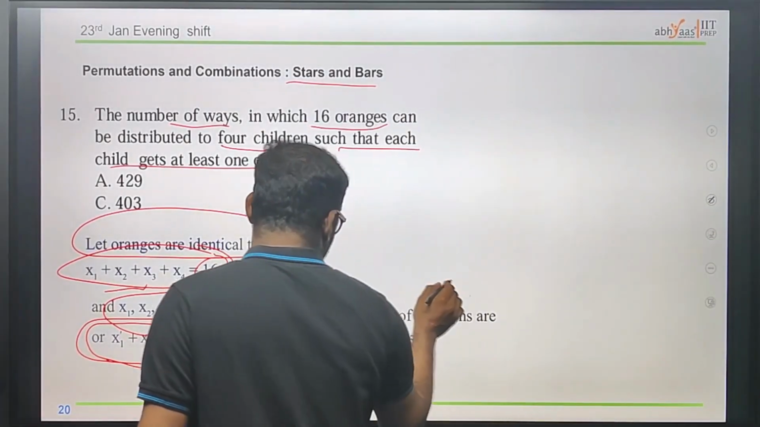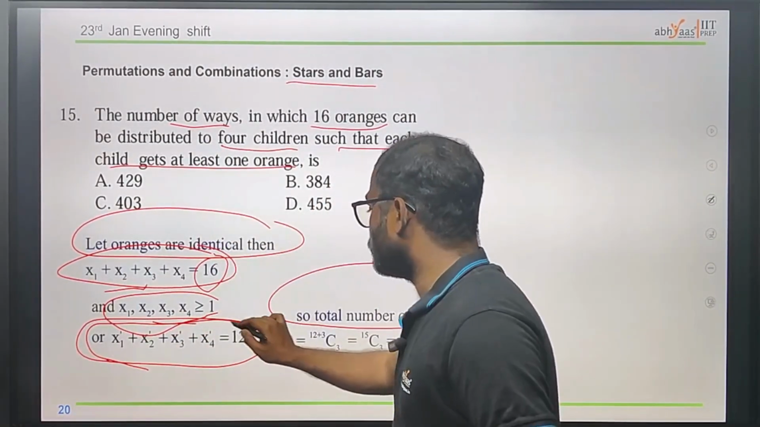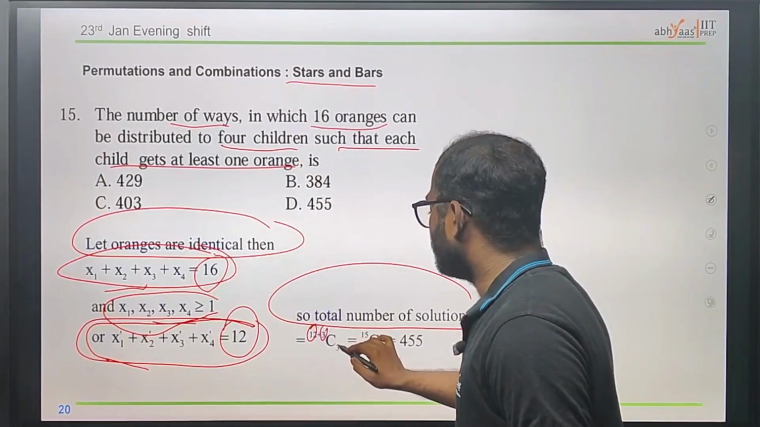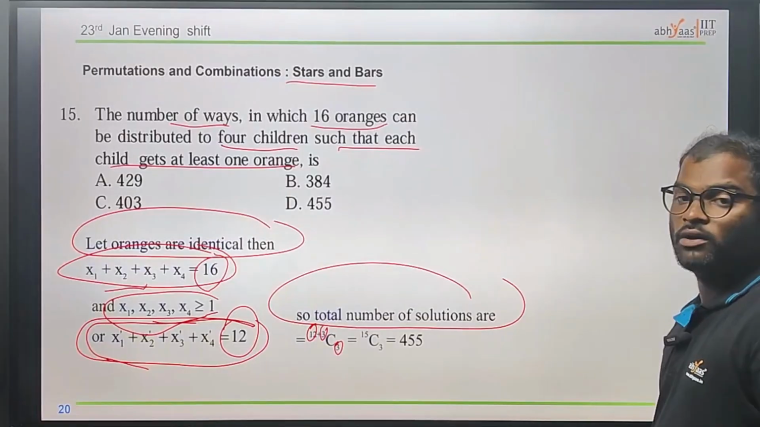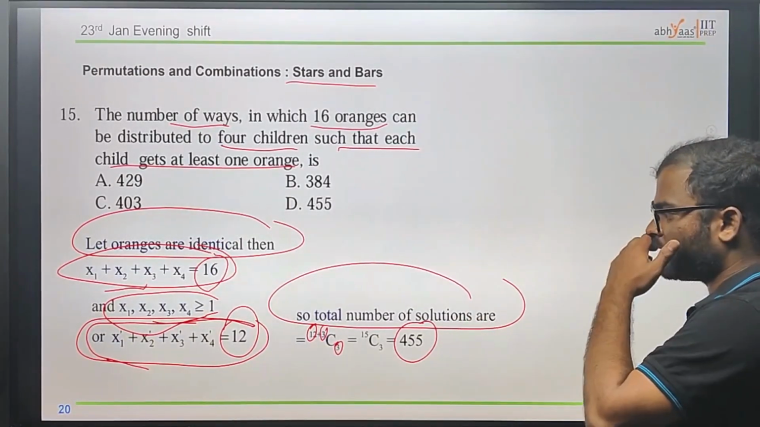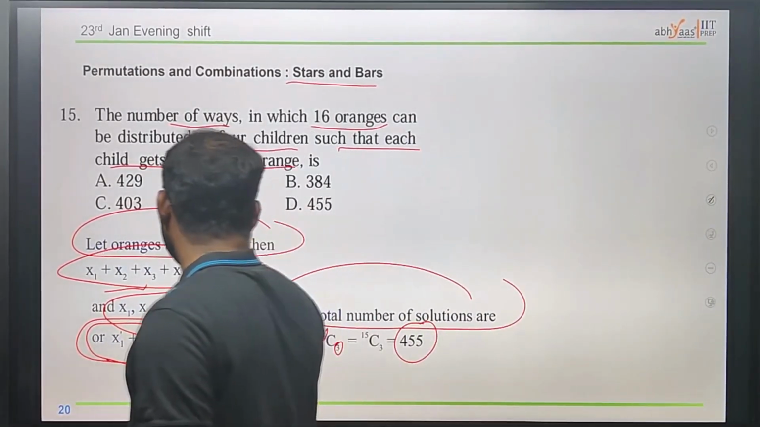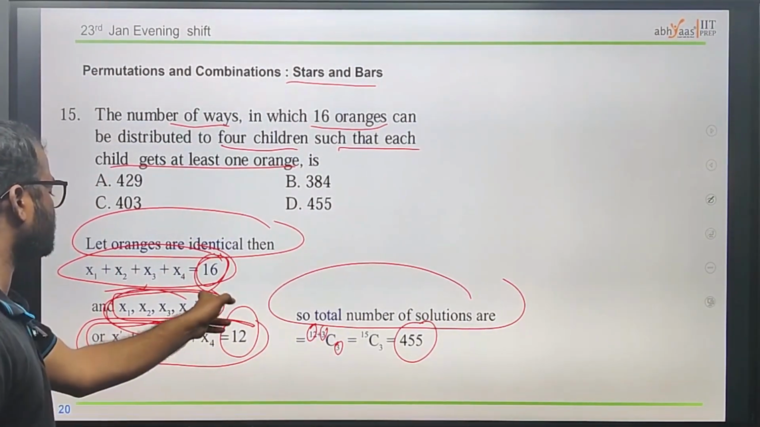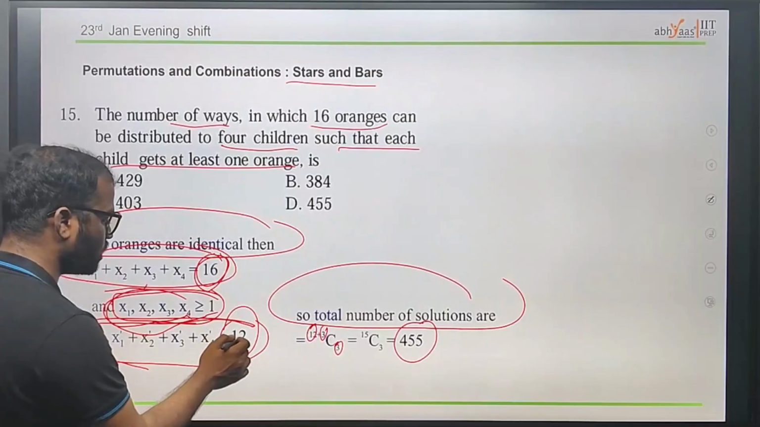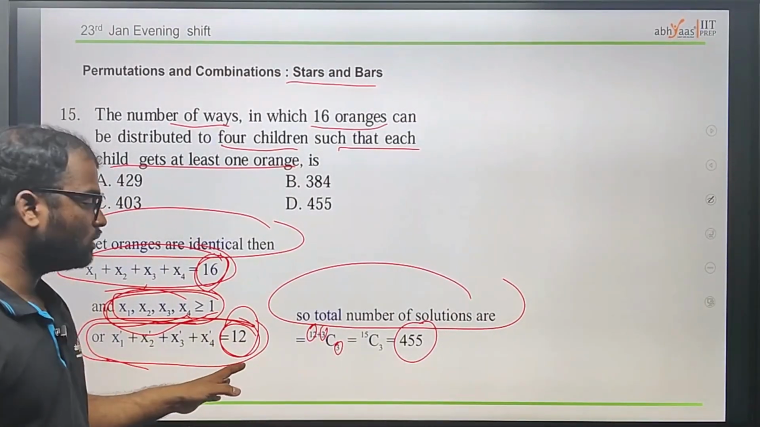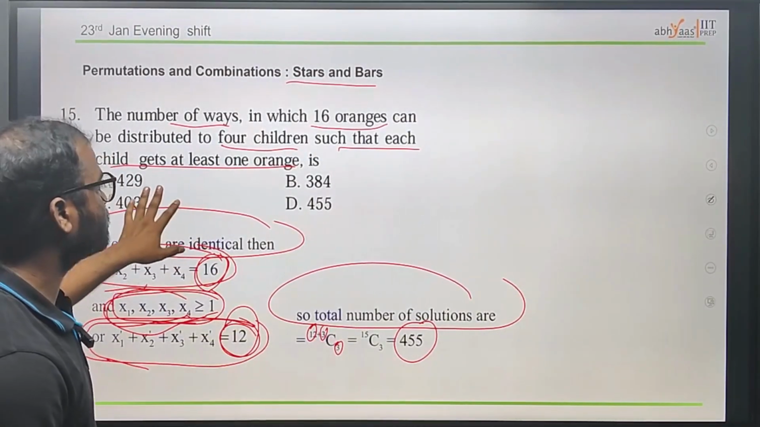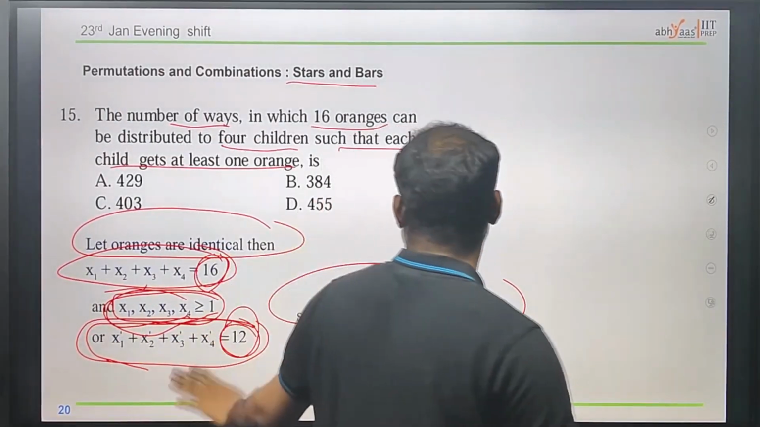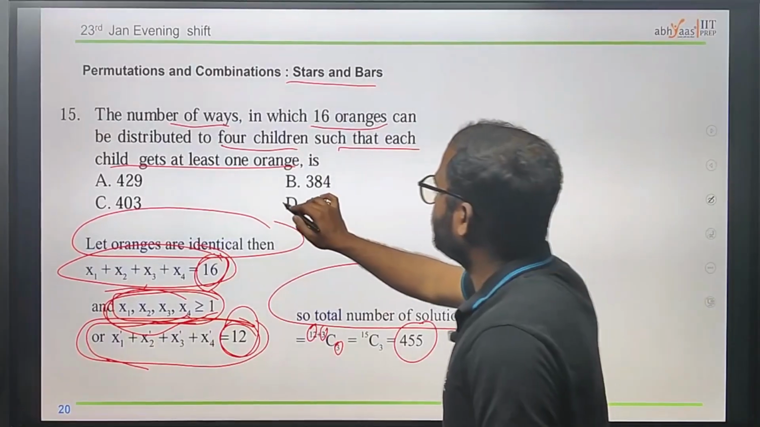After that we can easily find it as 12 plus 3 C 3, that is 15 C 3, which totals 455 as our answer. Just see here, out of 16, since each is greater than or equal to 1, we subtract 4. I hope you understood. We take off 4, that will be 12. Now 12 plus 3 C 3 gives the number of ways in which 16 oranges go to 4 children. That's how we got 455 as our answer.